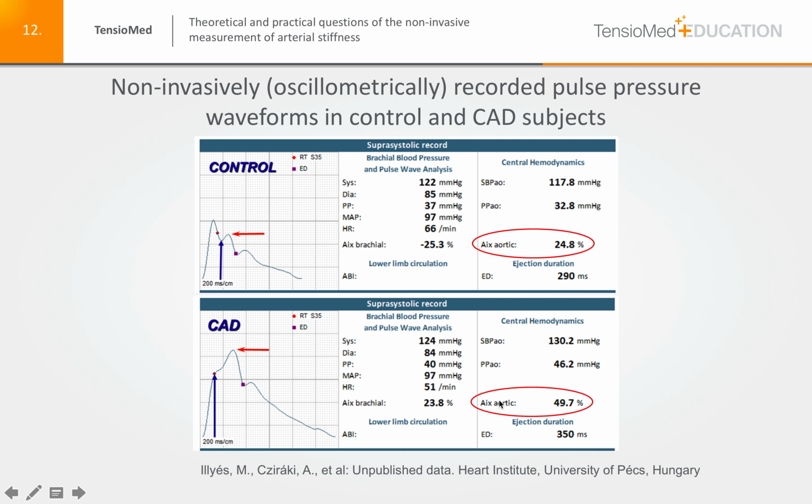In the coronary artery disease subject, the second systolic wave amplitude exceeded the first systolic wave and resulted in an increase in the augmentation index, which was basically doubled. It turned out to be 49.7%. It is very nice to see that the invasively recorded and the non-invasively oscillometrically recorded pulse pressure waveforms were almost identical.